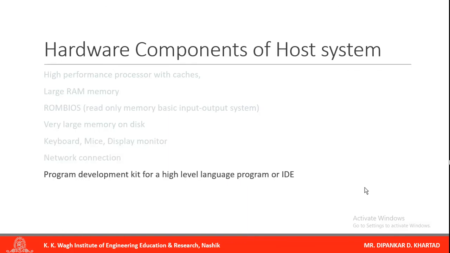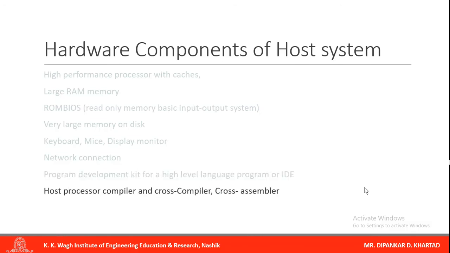Program development kit for high-level language programs or IDE, integrated development environment. Host processor, compiler and cross compiler or cross assembler. So all this content, all these parameters should be contained in the host system. And we had one lecture previously on the host system and target system. So whenever you write your code, you will write that code on your PC or laptop. So these are the hardware component requirements of that laptop or personal computer.